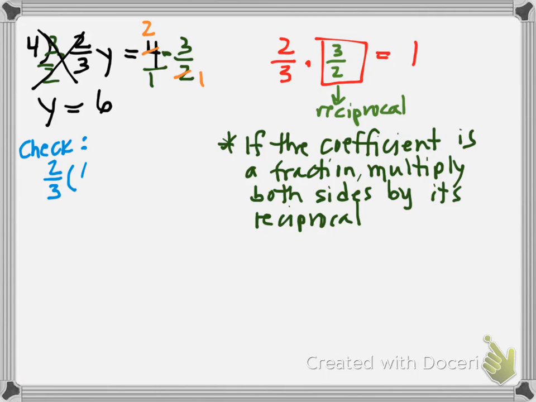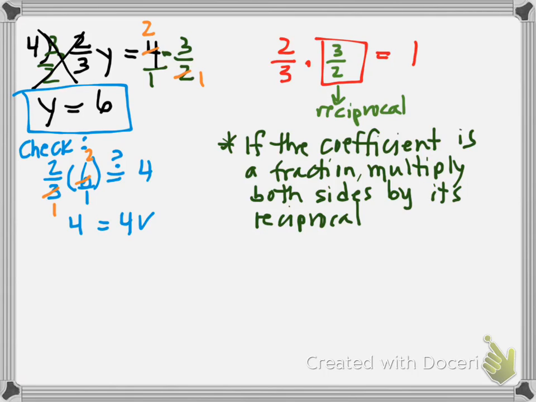Is 2/3 times 6 actually equal to 4? So again, to make this a little easier, I'll make it 6 over 1. 3 goes into itself once and into 6 twice. 2 times 2 is 4. And 1 times 1 is 1. 4 divided by 1 is 4. And that equals 4. So what that verifies is, yes, y has to equal 6.